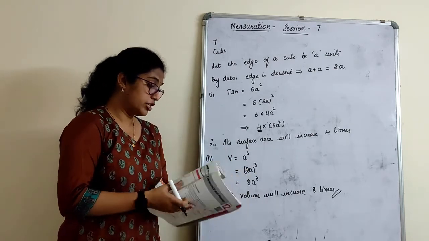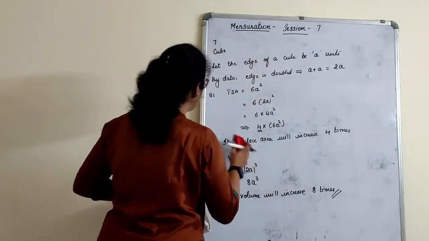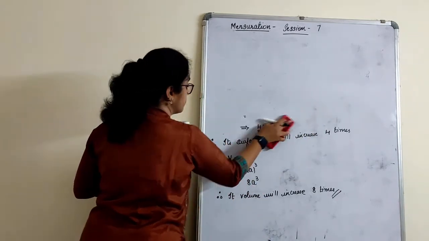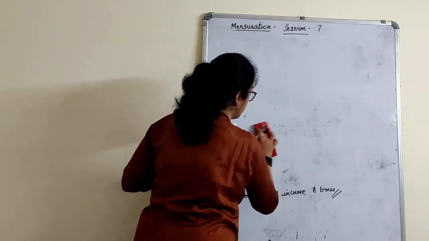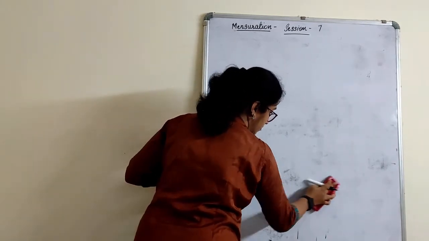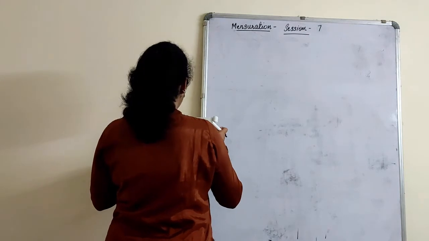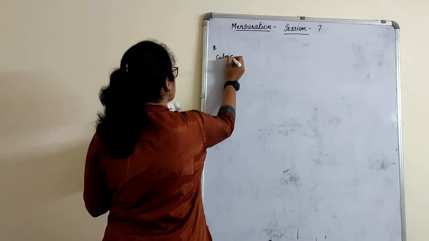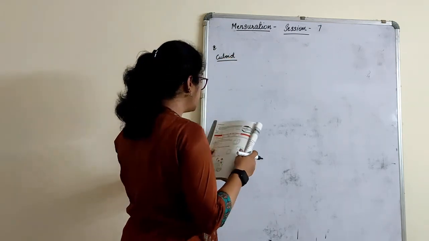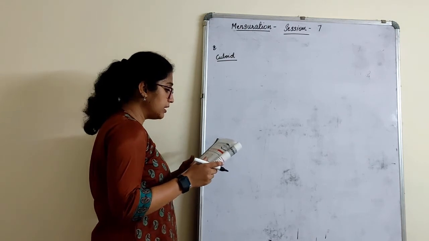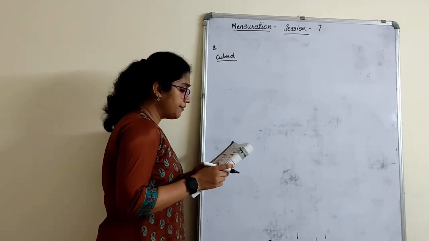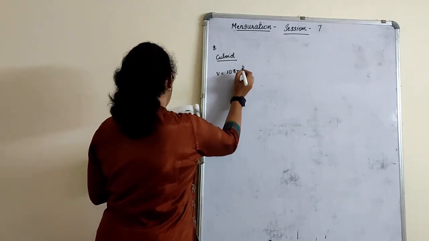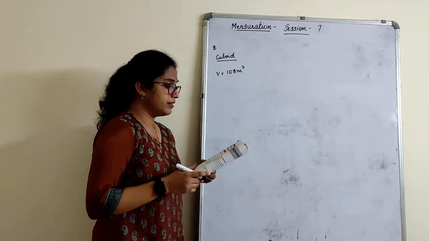And the last sum of this chapter, children. With that, we complete mensuration. Okay. Water is pouring into a cuboidal reservoir. So it is a cuboid. Water is pouring into a cuboidal reservoir at the rate of 60 liters per minute. If the volume of the reservoir is 108 meter cube, find the number of hours it will take to fill the reservoir.